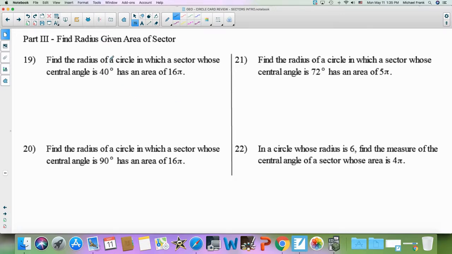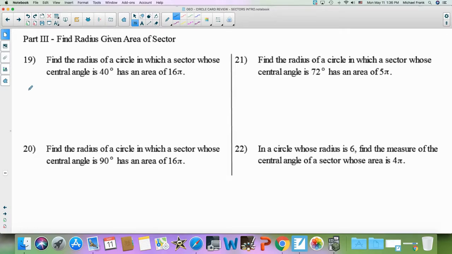So let's take a look at this first question and see if we could just figure it out if we stick to the formula and what's given to us. Find the radius of a circle in which a sector whose central angle is 40 degrees and has an area of 16 pi.